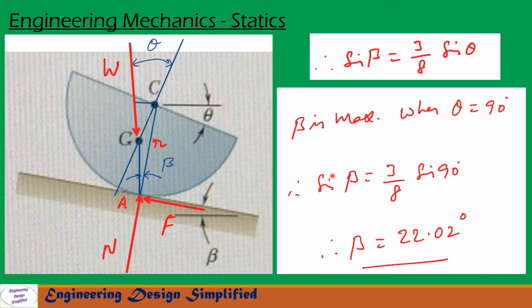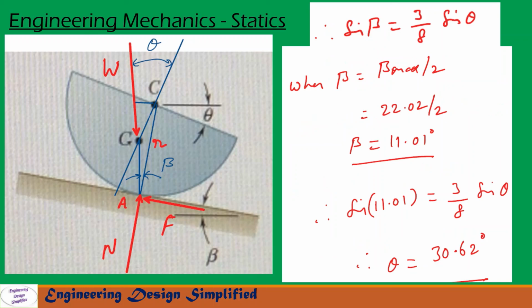Now let us see the second portion of the problem. Here we find beta max for equilibrium. From this equation, beta will be maximum when theta is 90 degrees. Let us substitute theta equal to 90 degrees in this equation. We get sin beta equals 3/8 sin 90. After simplification, we get beta max equal to 22.02 degrees.